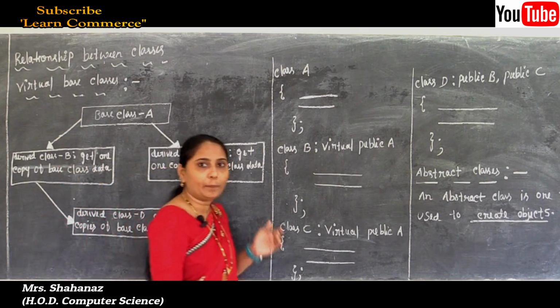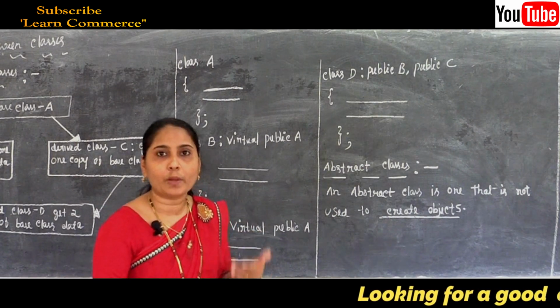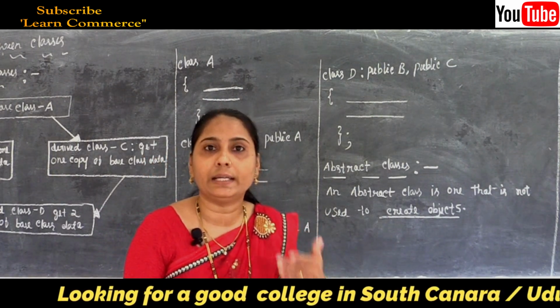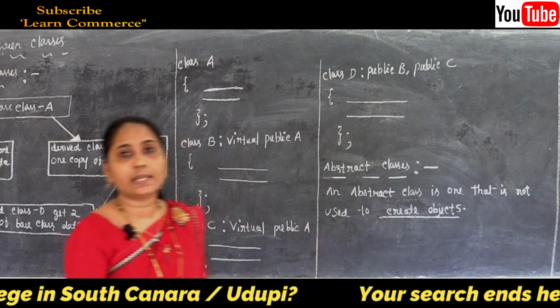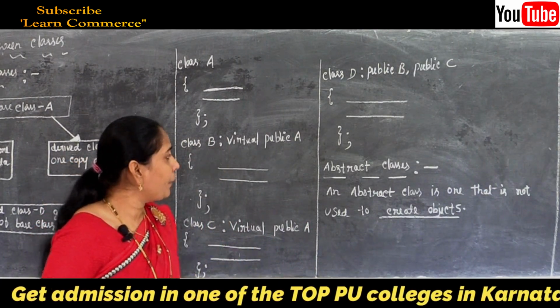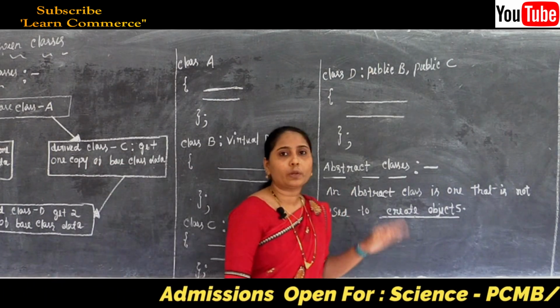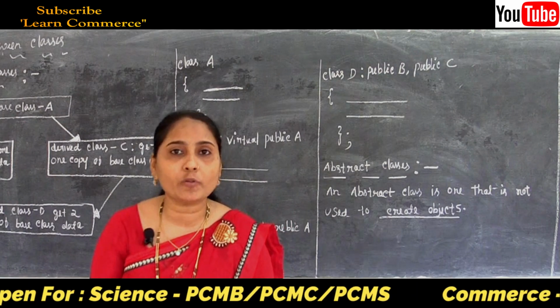At that time the compiler generates an error message here. To overcome this problem, we need to declare the derived classes B and C as virtual base classes here. Now let's see about our abstract classes. Why? Because it's a very important question about our abstract class.